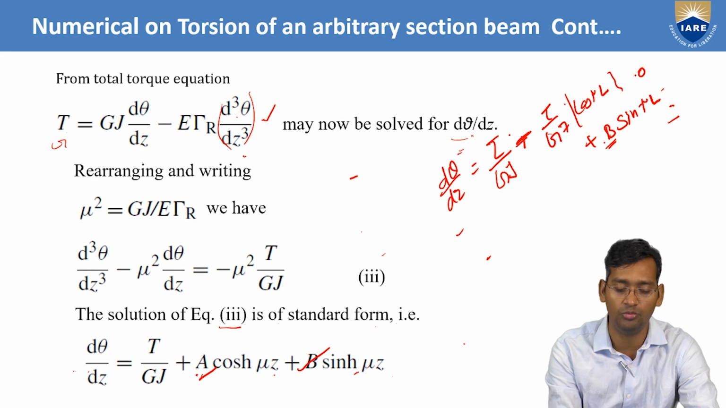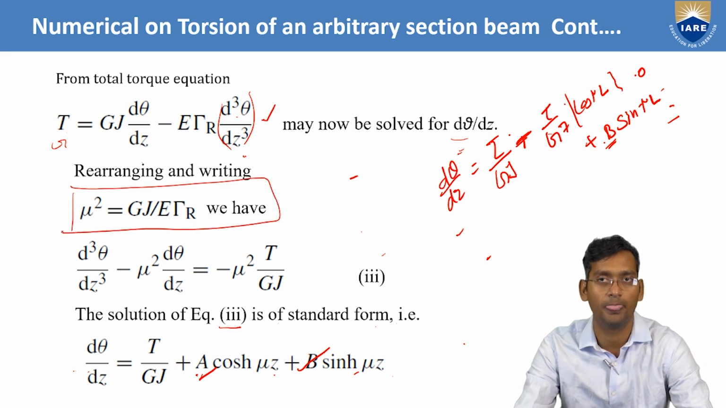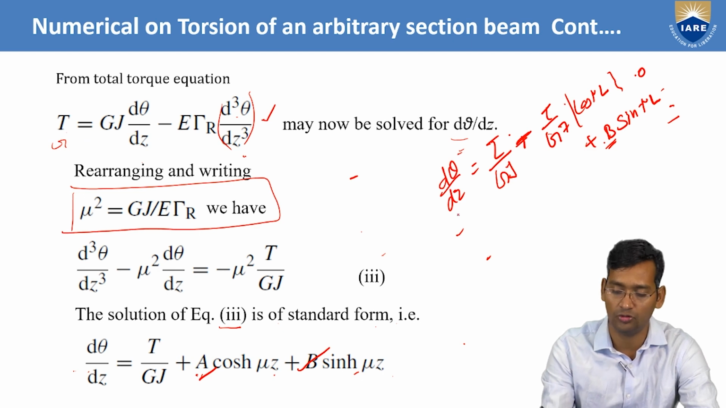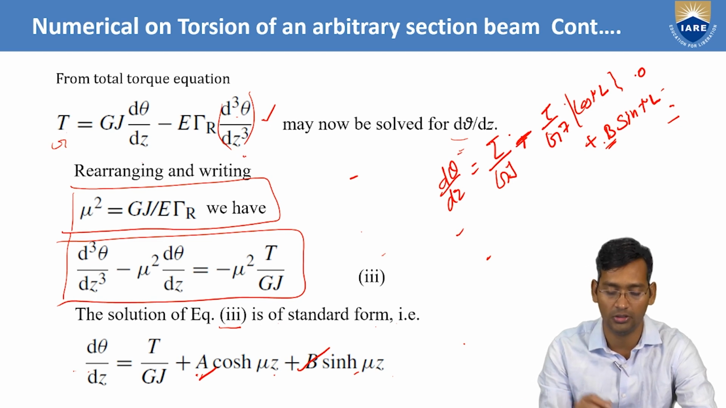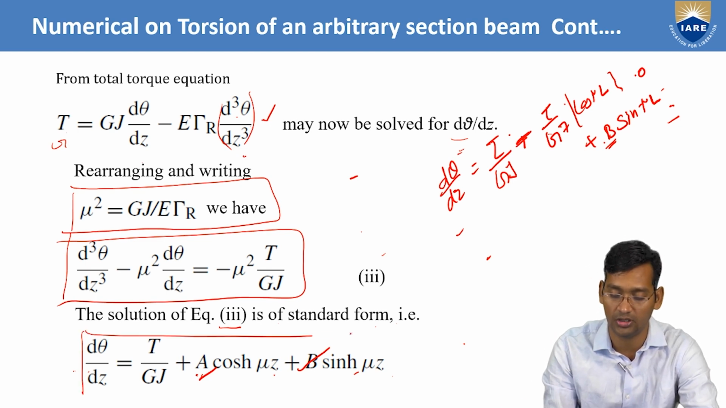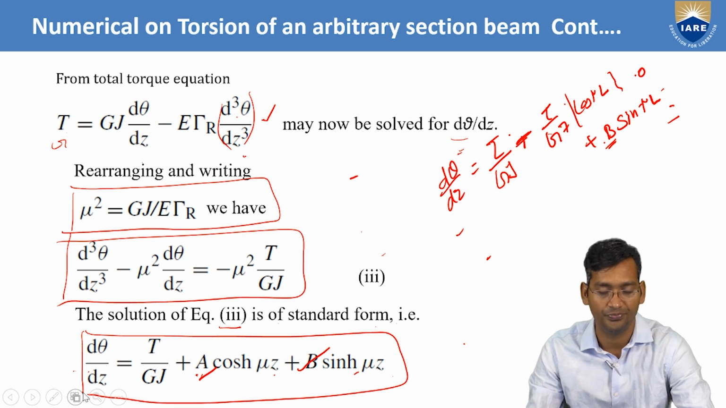So here we assume that mu square is Gj by E tau R. Right. Just replace here, and I showed you already how to get this one. So after getting this one, this is the differential equation. Solve the differential equation. The solution of this differential equation is here: T by Gj, A cos mu z plus B sin mu z.